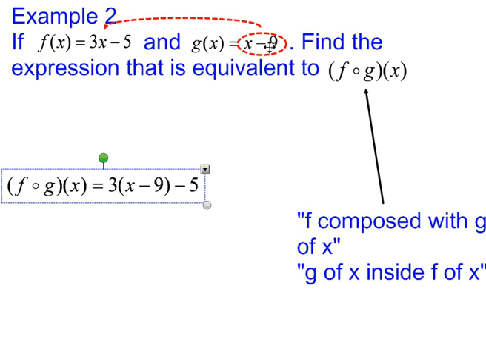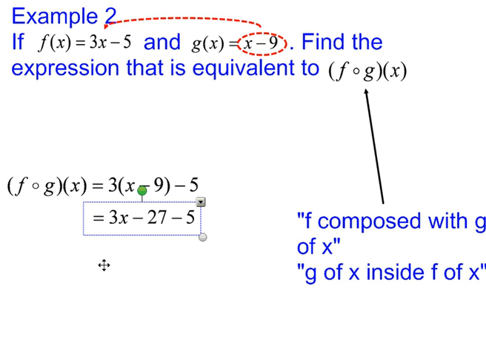Okay, so let's take that x minus 9 and input it inside f of x, so that's going to be 3 times x minus 9 minus 5. We simplify, and we get 3x minus 32. So sometimes you may be asked to evaluate for a value, and then sometimes you may be asked to find the expression that's equivalent. In this case, that's what you were asked to do.